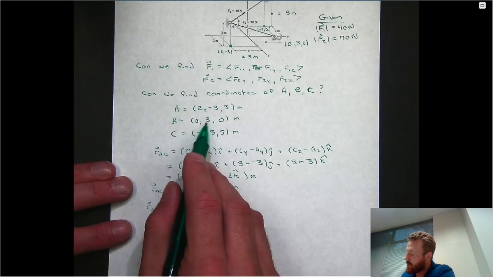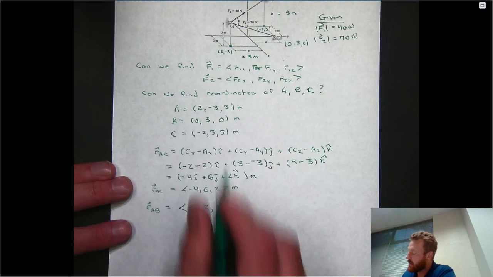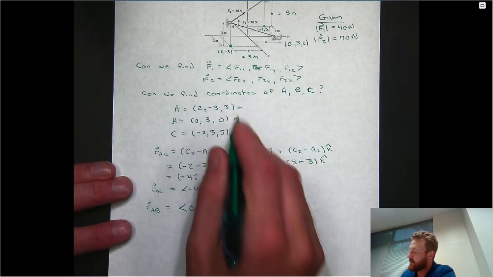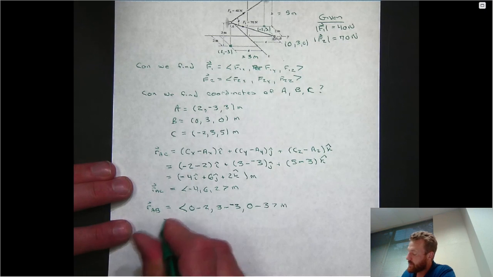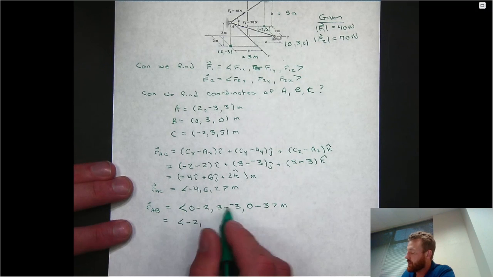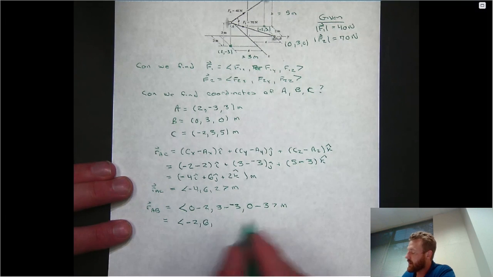I'm going to take the y coordinate of B, which is 3, and I'm going to subtract away the y coordinate of A, which is minus 3. And then I'll take the z coordinate of B, which is 0, and I'll subtract away the z coordinate of A, which is 3. And that will all be in units of meters. Just be careful with your math here. That's going to be minus 2 for the x component. 3 minus a minus 3 will be 6 for the y component. 0 minus 3 will be minus 3 for the z component.